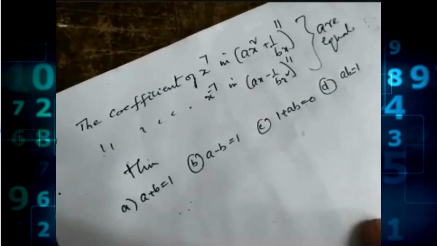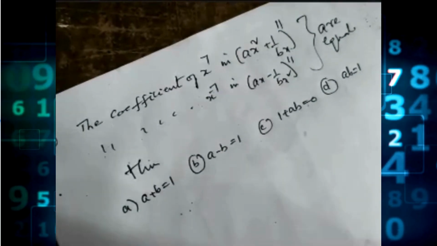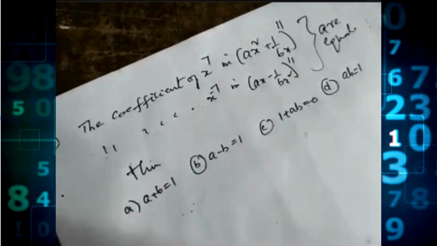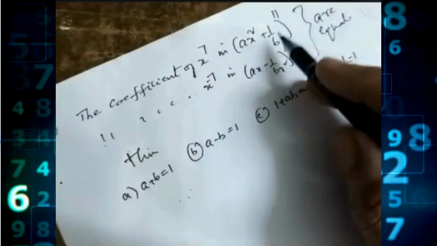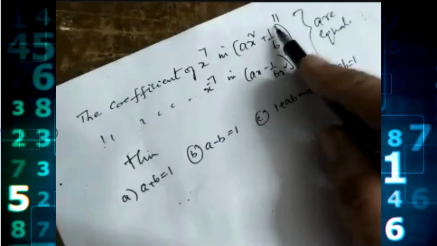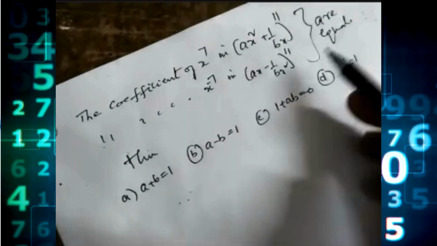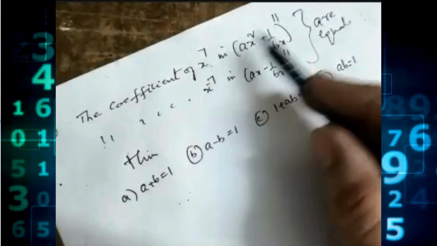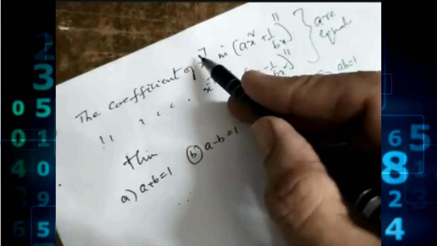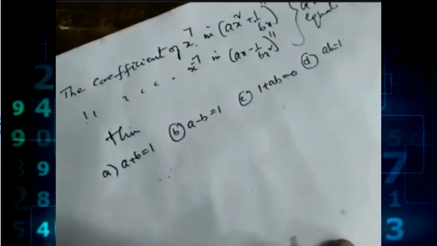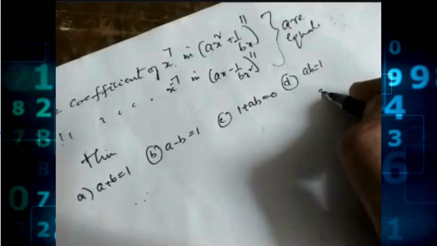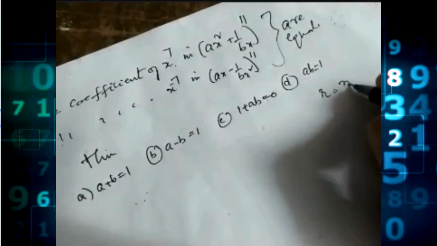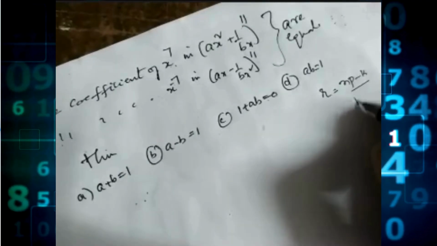And you are given just 1.5 minutes, that is 90 seconds only. First of all, what is the coefficient of x power 7 in (ax² + 1/bx)^11? My dear student, look at this coefficient x power 7. In order to get x power 7, you must know the value of r. From your earlier knowledge, for coefficient of x power k, value of r is (np minus k) by (p plus q). Isn't it?